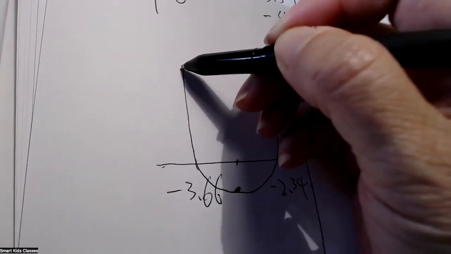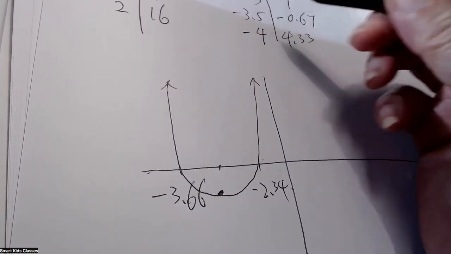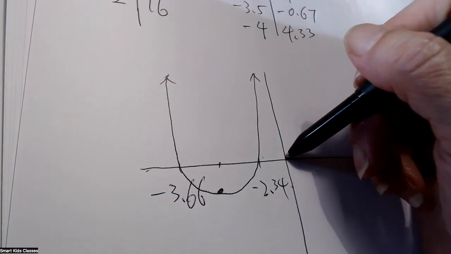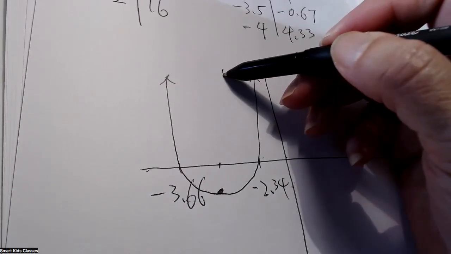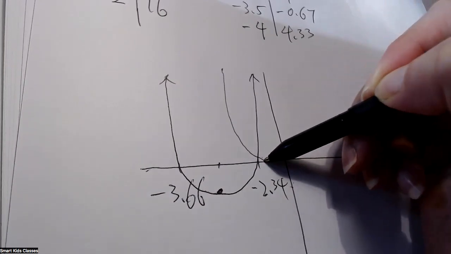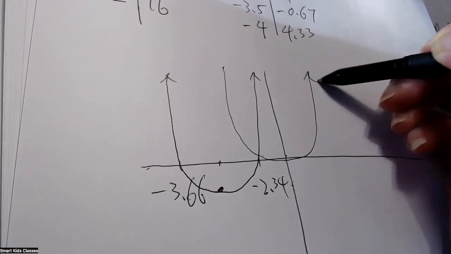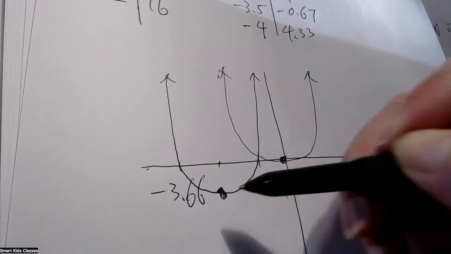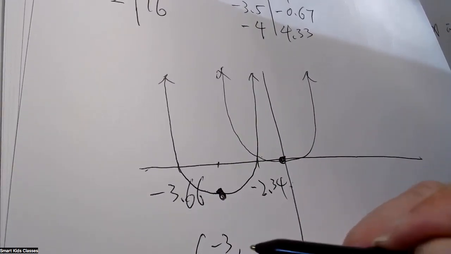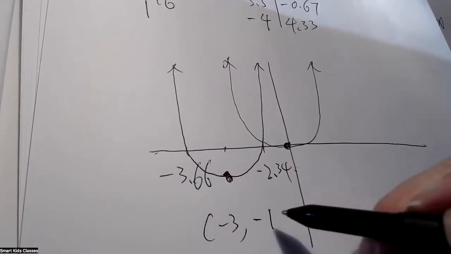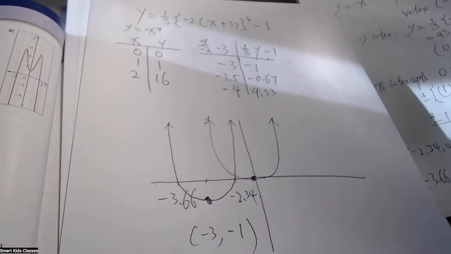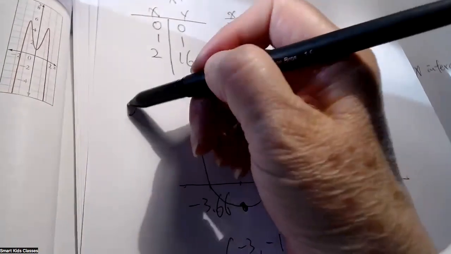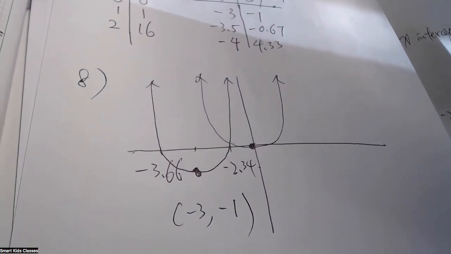The y-intercept is very, very up there. And how about the parent one? The parent one will be here in the origin. So that's the vertex, -3 and -1. So that's how we have done question A, the last part.